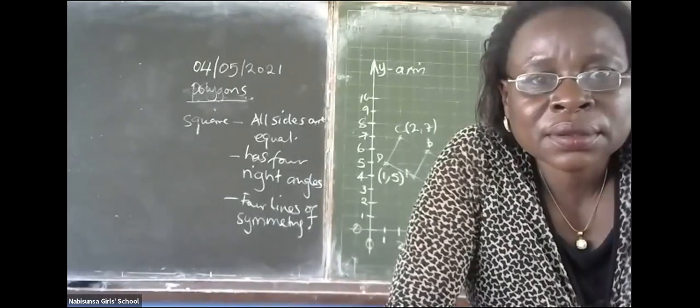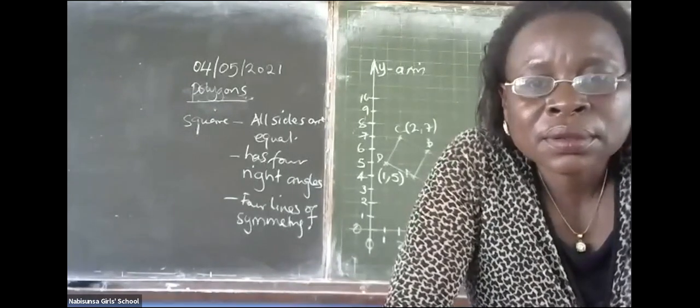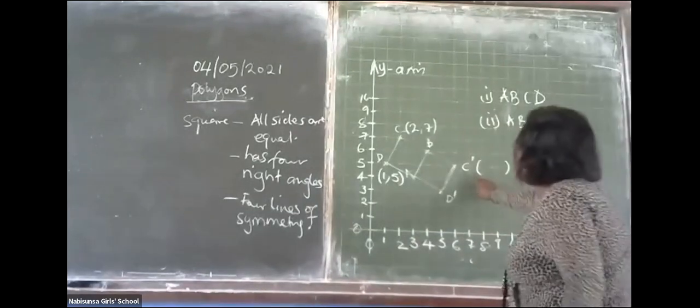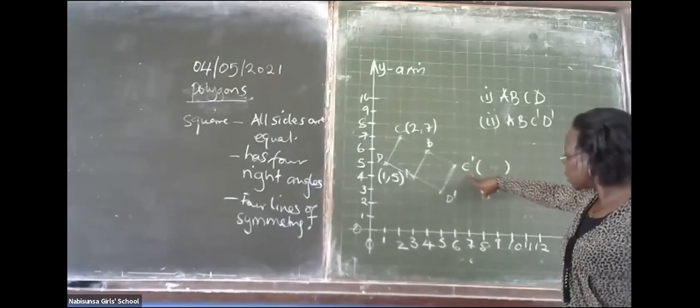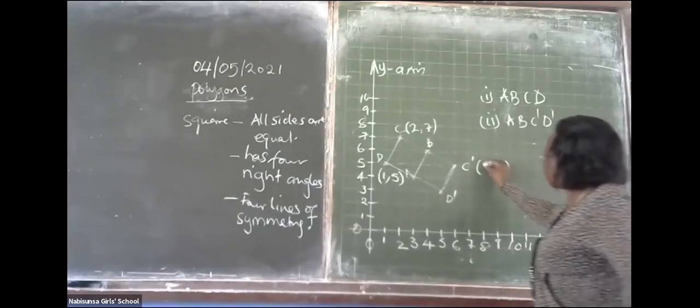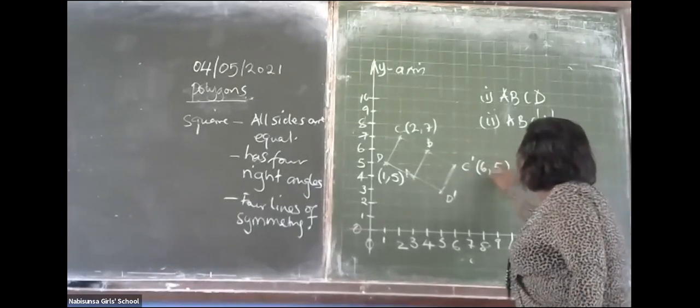Josephine? Teacher, for which one? C prime. The coordinates of C prime are 6, 5. Thank you. 6, 5. Thank you very much.